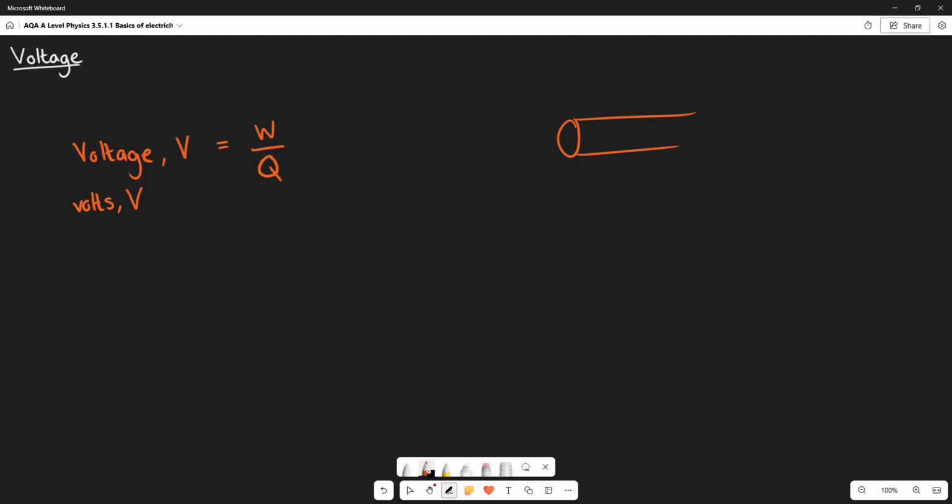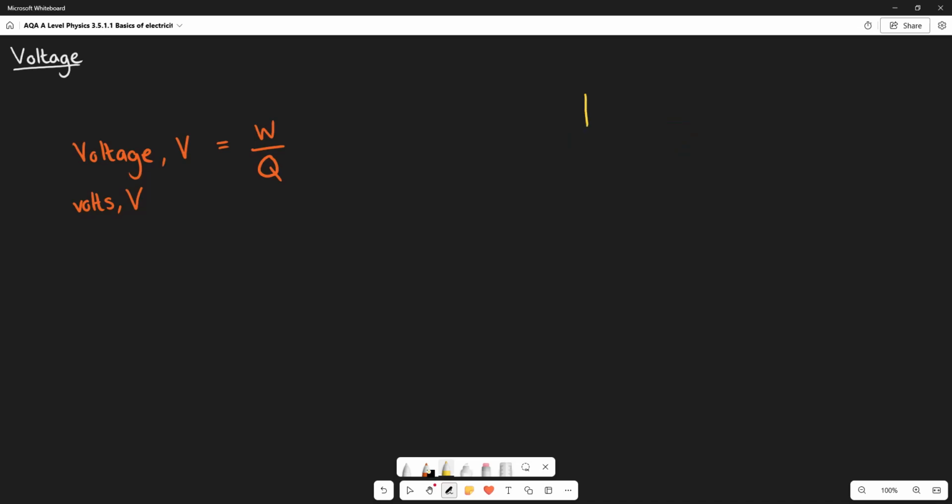So in the wires, we have our charge carriers moving, and therefore we have a current. And as these charge carriers move, they are carrying energy, and they are capable of doing work. And the amount of energy that they are capable of carrying per unit charge is the voltage.